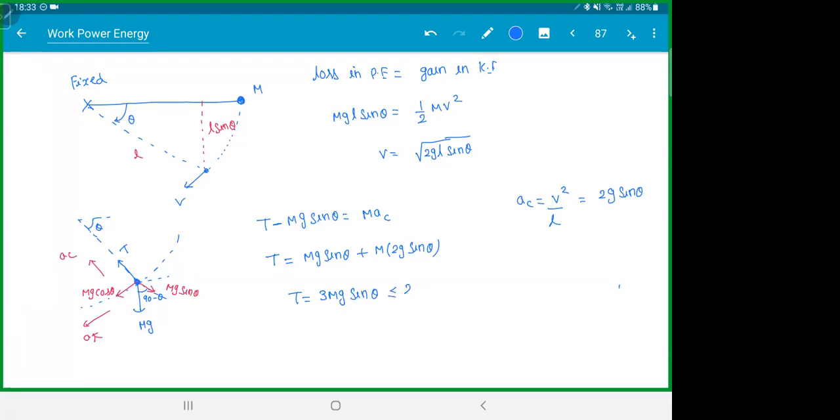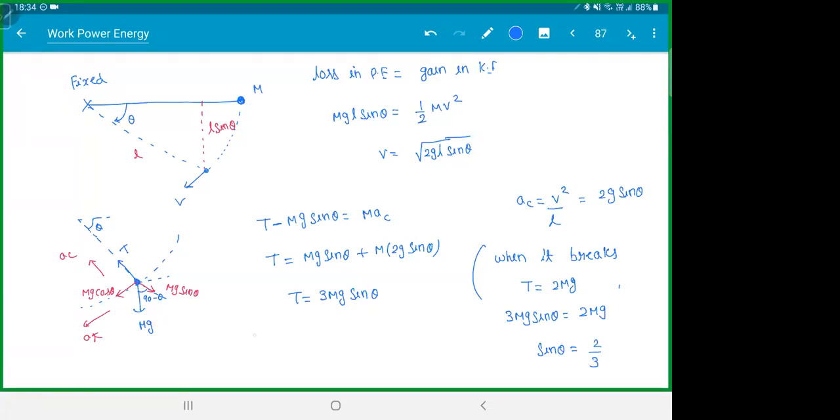If you say this should be less than or equal to 2 mg, so when it breaks, tension is 2 mg. That is the maximum tension you can have. So 3 mg sin theta is equal to 2 mg. So sin theta is 2 by 3. There we got the D, C part answer also.